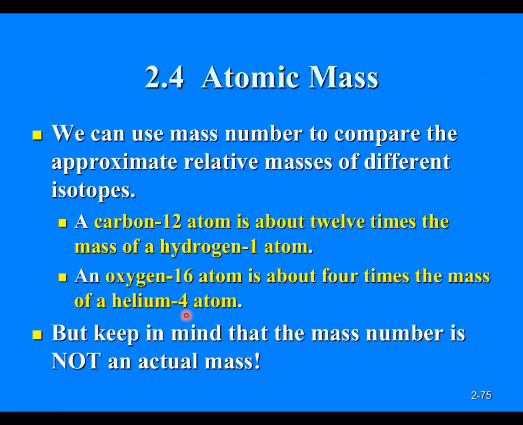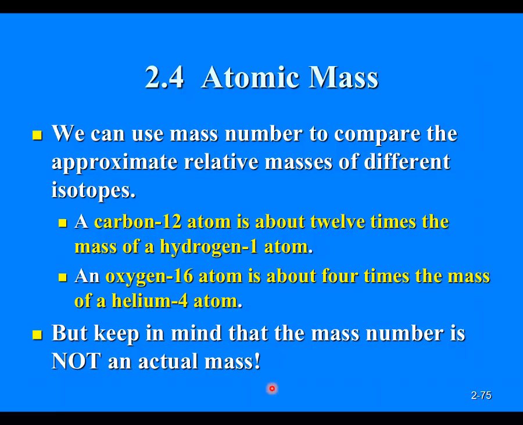So one atomic mass unit would be the mass of a hydrogen-1 isotope. 12 atomic mass units would be the mass of a carbon-12 isotope. The atomic mass unit is actually defined as 1/12 the mass of a carbon-12 isotope. So I have to have some special instruments in order to determine masses of individual atoms or ions.